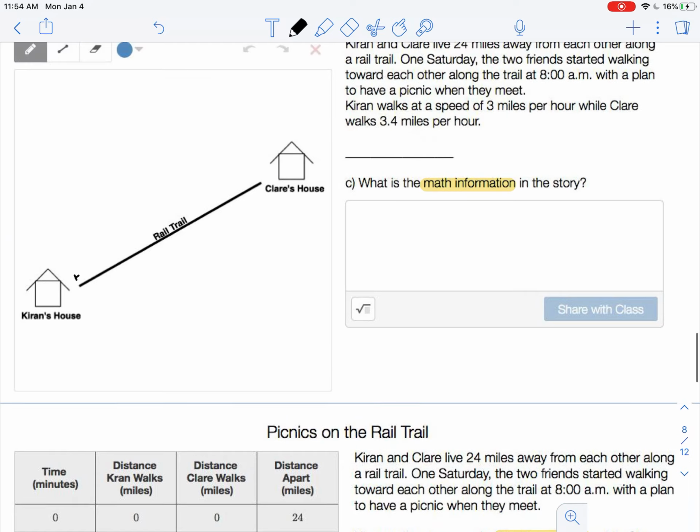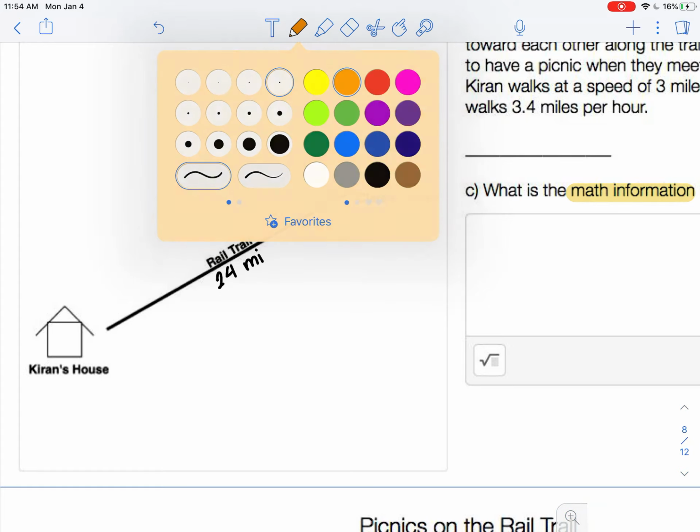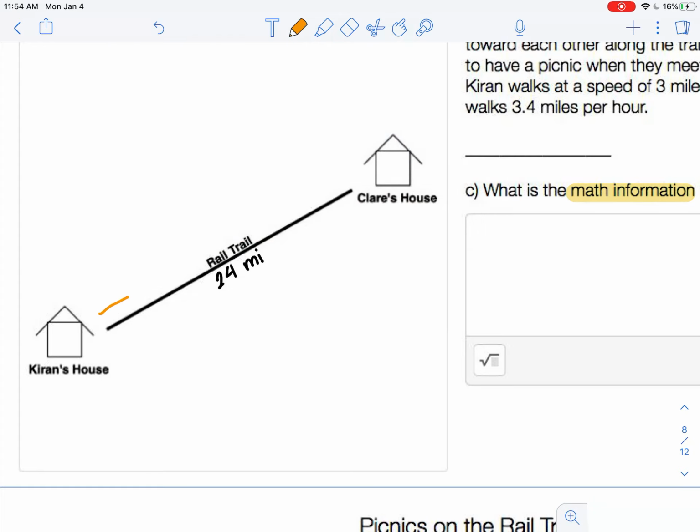At the start of this situation, Kieran and Claire are 24 miles apart. I can just write 24 miles. And after 1 hour, we know that Kieran is going to walk 3 miles. And we know that Claire is going to walk 3.4 miles.